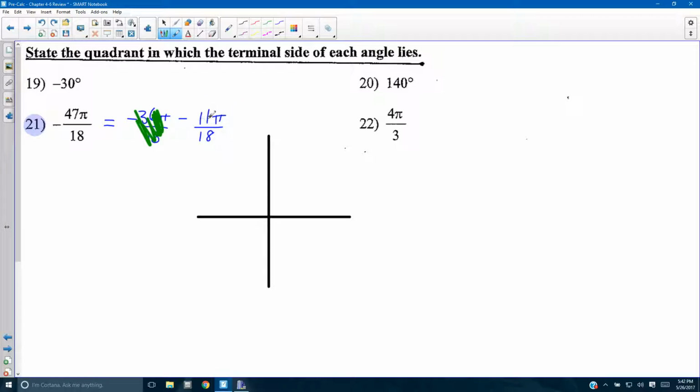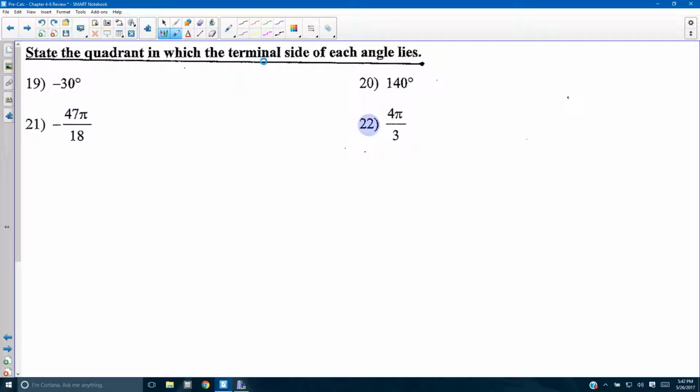Well, pi over 2 is 90, and that would be 9 over 18, right? So this is a little more than 90 in that direction, and not quite 180. So it's probably landing about there. One full revolution, and then going around here past 90, landing there. That is quadrant number 3. Again, calculator-free math and understanding there is really what we're going for.